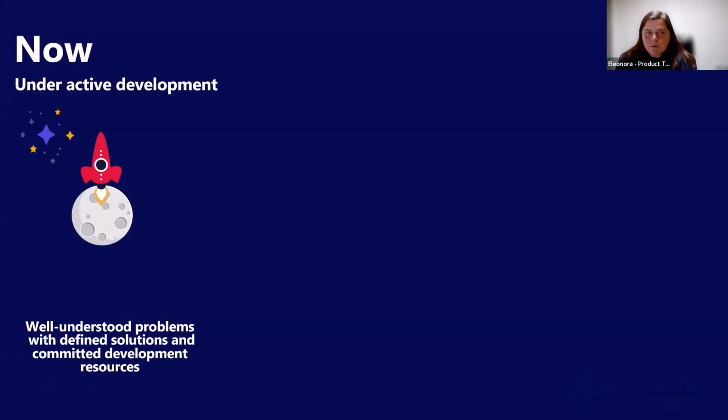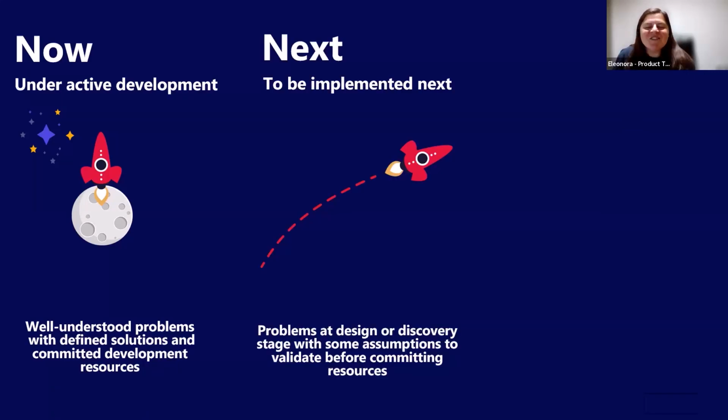So the now is the things that are under active development. The next is the things we're going to be working on next. So we are at a design and discovery stage. The specs are not fully finalized. The resources haven't been fully committed yet, but it's what's coming next. So it's not as defined as the now, but it's getting there.